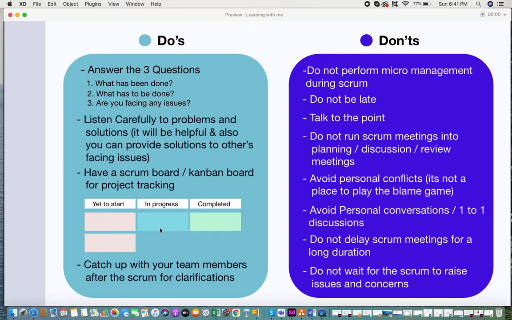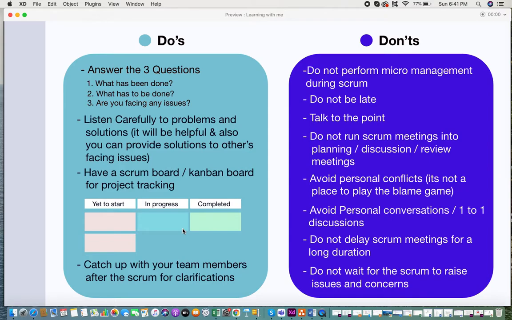So to all these roles, if you're one of those roles, then don't take up this Scrum event as an opportunity to do micromanagement on certain employees. So that's not the rule of Scrum. The very objective of Scrum is to understand what everyone's tasks are that they have in hand, what has been completed, and if there are any issues.